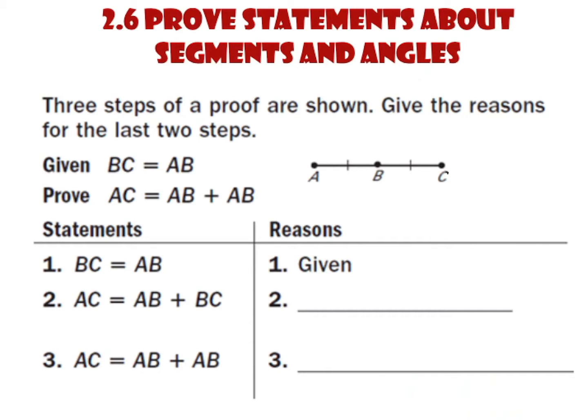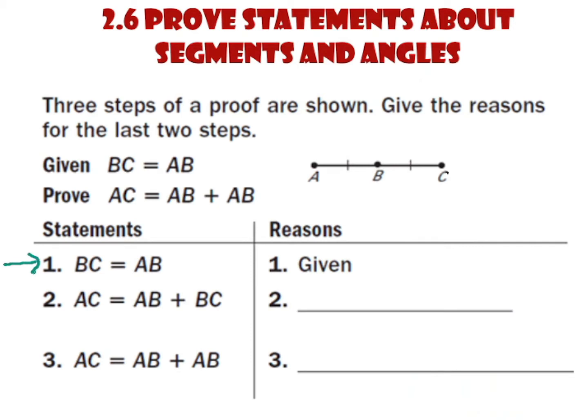The given is that the length of BC is equal to the length of AB, and you can see that they put the tick tick on the picture already. And we're supposed to prove that the length of AC equals the length of AB plus the length of AB again. And so let's see how we can do.